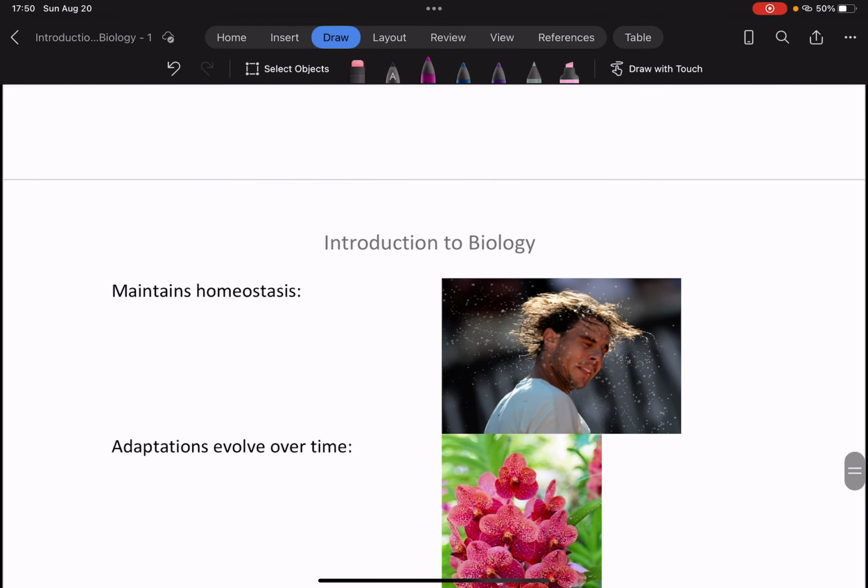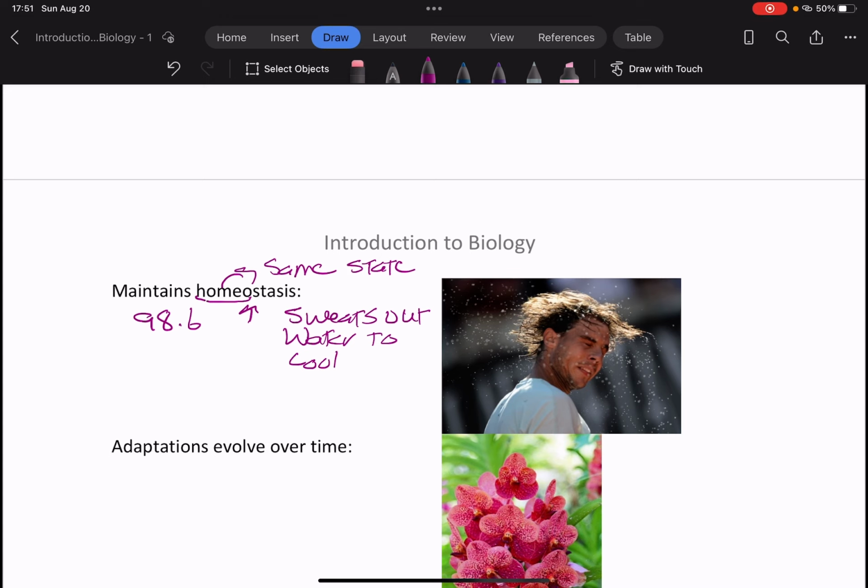Maintains homeostasis, meaning look at this feller here. He gets hot. Body gets hot. One way the body cools itself down is to sweat. So again, try to maintain. The word homeostasis means same. And you say like homeo or homo, that just means the same. Stasis just means state, meaning that it wants to maintain its state. So like the body wants to stay at 98.6. So if it gets too hot, it sweats out water to cool off.